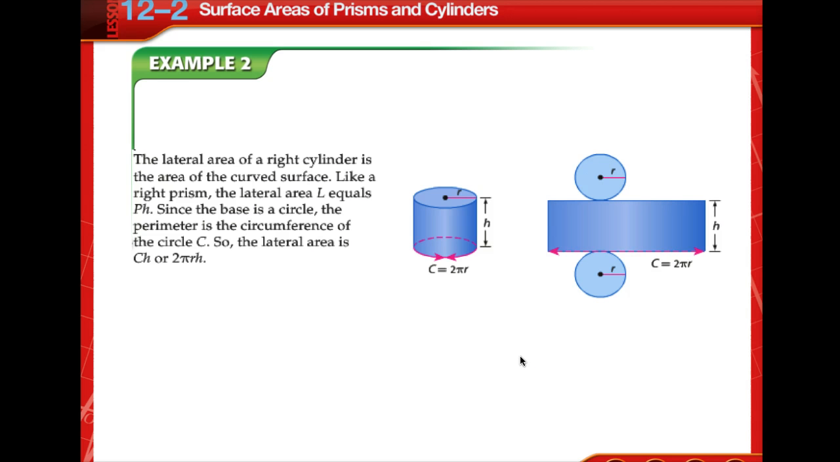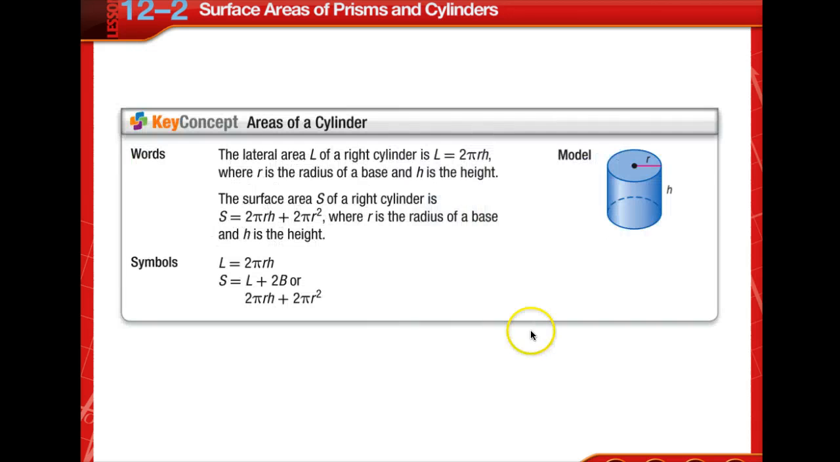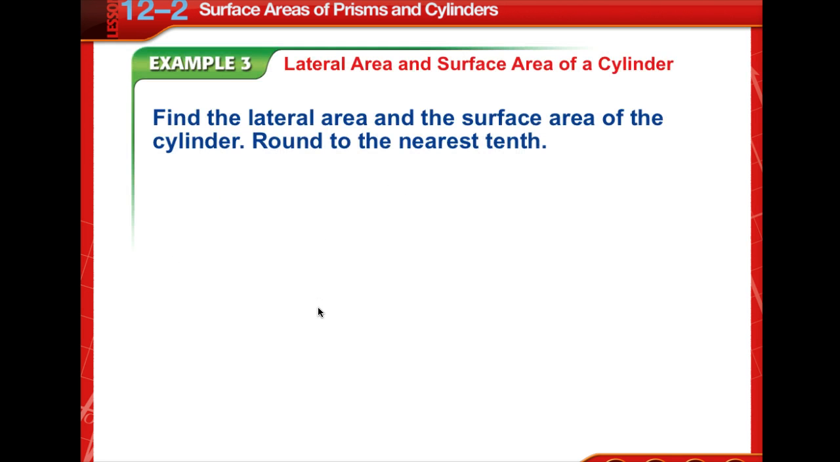The surface area of a cylinder is the lateral area plus the area of its bases. So this is the formula we use. Find the lateral area and the surface area of a cylinder and round to the nearest tenth.